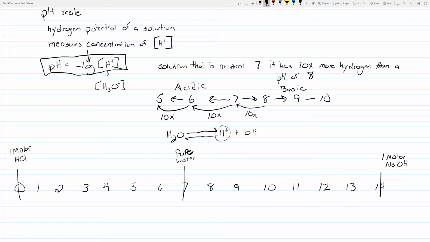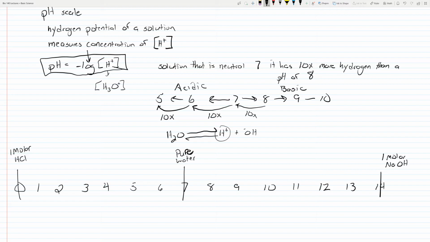Molar means moles per liter. So this is 6.022 times 10 to the 23rd molecules of HCl in 1 liter of water. That's the Avogadro number. And on the basic side it's 6.022 times 10 to the 23rd of sodium hydroxide. So that's about the most basic you can get, and it's like the most acid you can get at a 0. And at the bottom we have pure water.